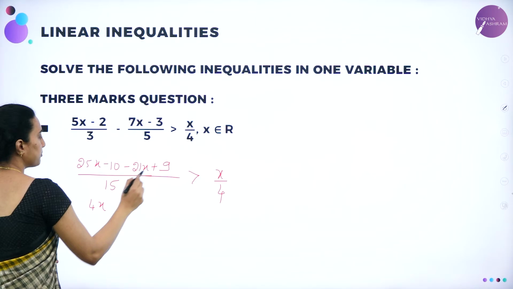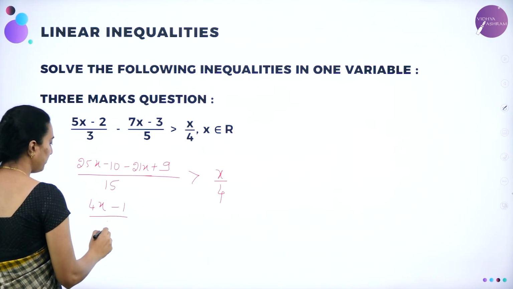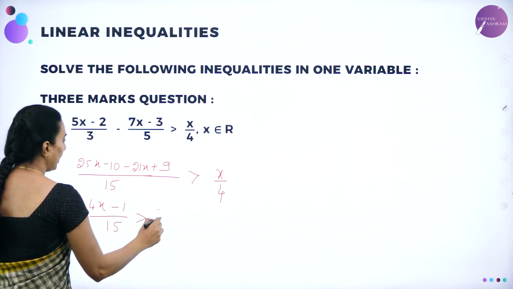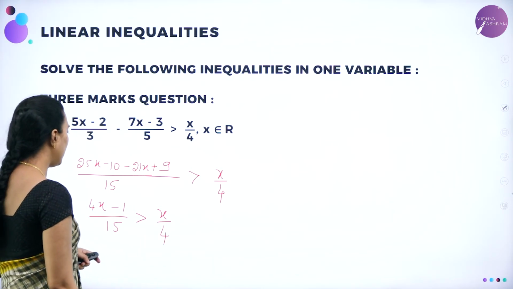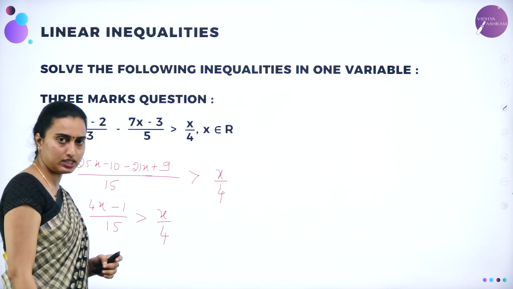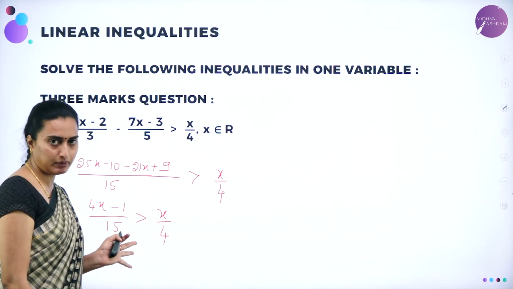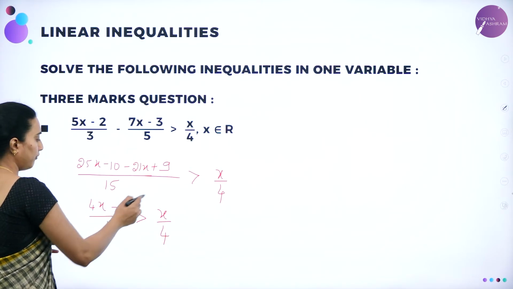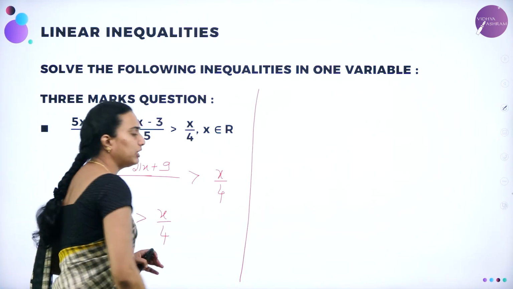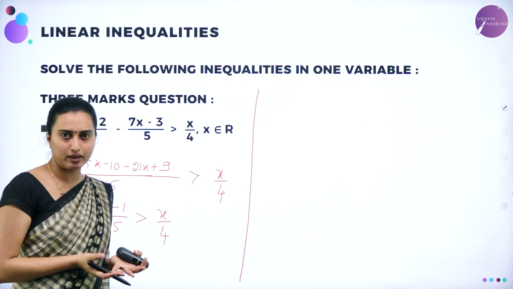Now minus 10x plus 9x is minus x, divided by 15 is greater than x by 4. Now, I am going to take minus x by 4 to this side, so it will become negative x by 4. Otherwise, I can cross multiply this one. If I cross multiply plus 4 and 15, what will it be? Anyway, cross multiplication or multiplying, both are same.